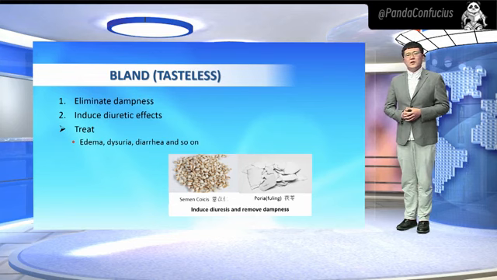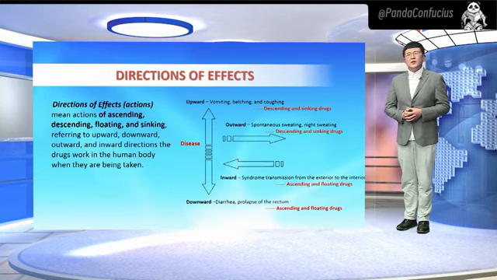Now we are going to talk about the directions of the effects. Directions of the effects mean actions of ascending, descending, floating, and sinking, referring to upward, downward, outward, and inward directions as the drugs work in the human body when they are being taken. Vomiting, belching, and coughing, spontaneous sweating, and night sweating are upward and outward trends.